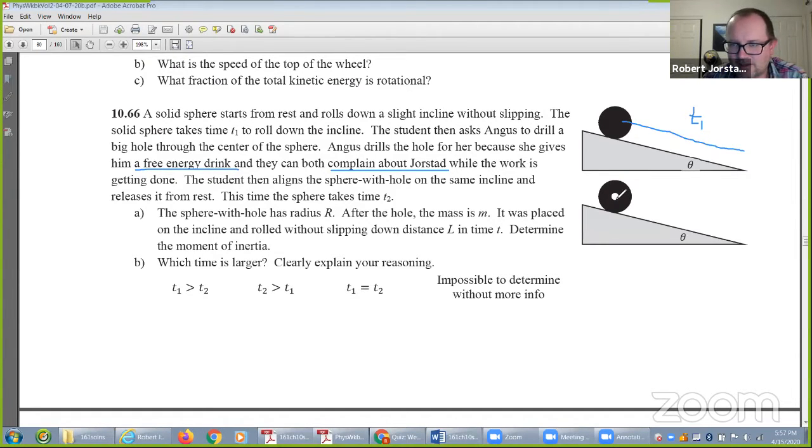So this time it takes time T2. My question is, which one should get down faster? Or which one takes longer?